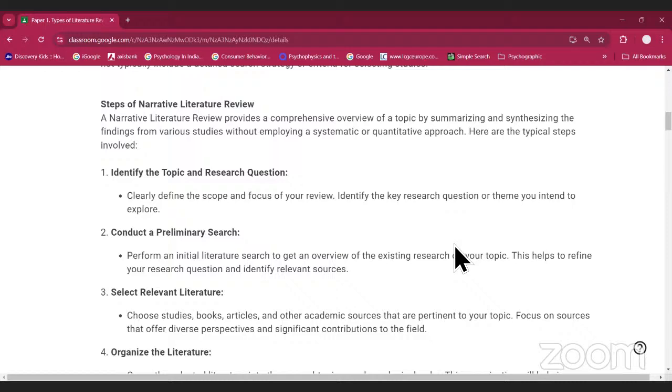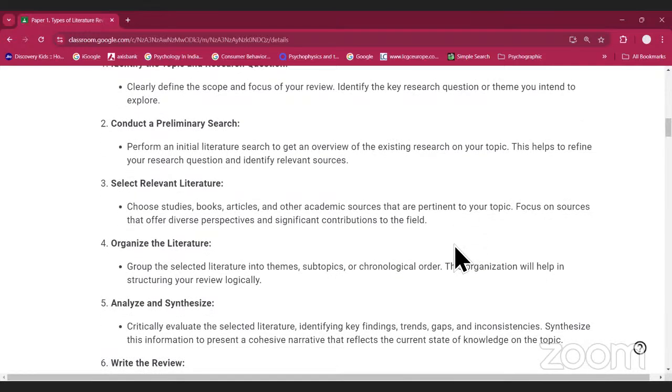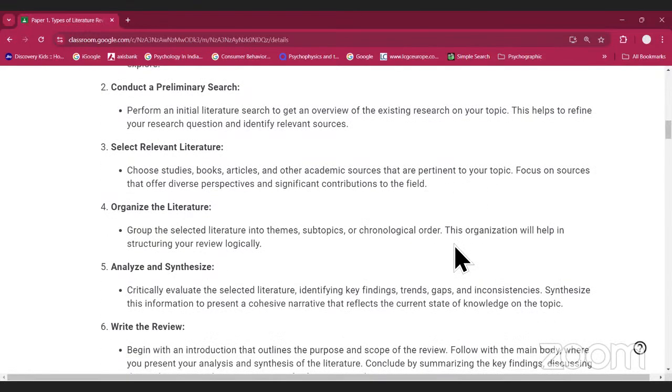Number 4, organize the literature. Group the selected literature into themes, subtopics, or chronological order. This organization will help in structuring your review logically. Number 5, analyze and synthesize. Critically evaluate the selected literature, identifying key findings, trends, gaps, and inconsistencies. Synthesize this information to present a cohesive narrative that reflects the current state of knowledge on the topic.